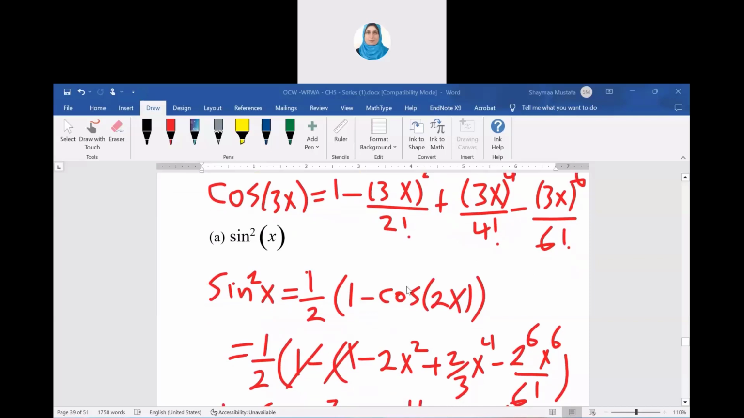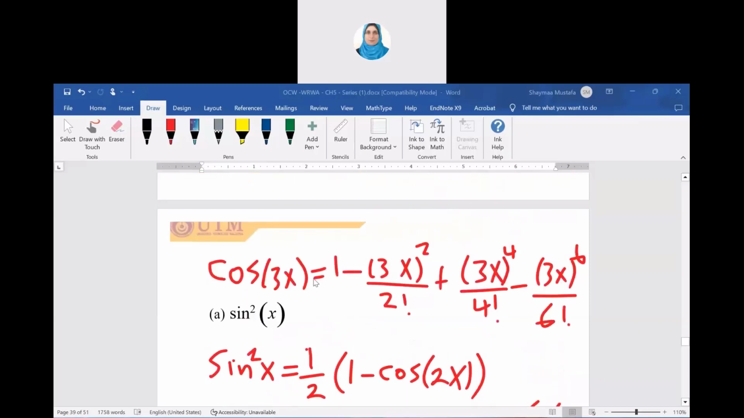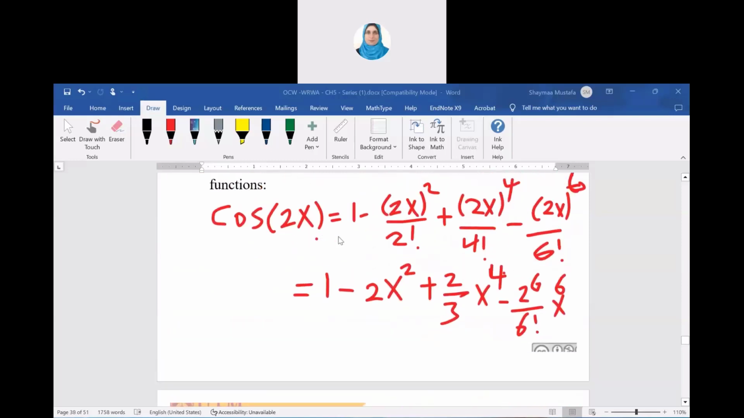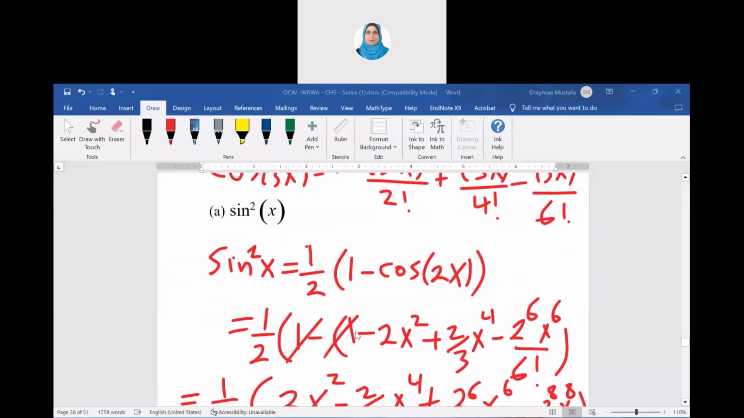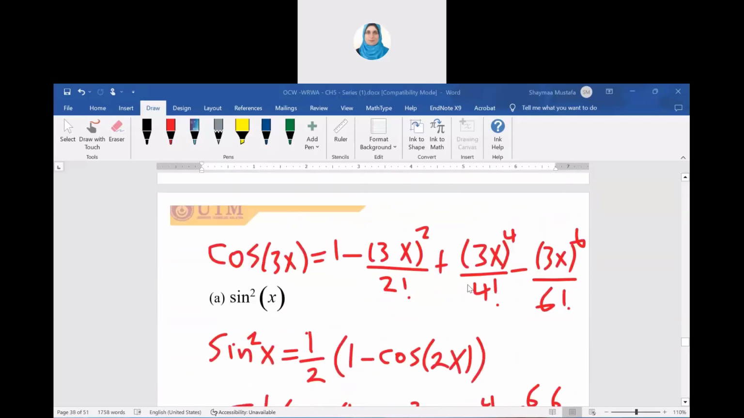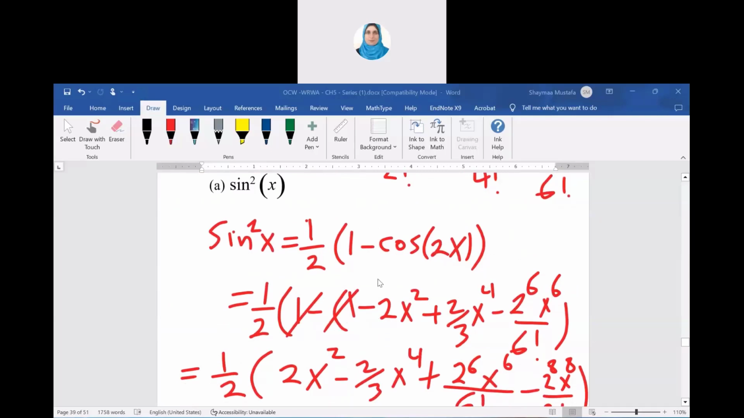Now cos 2x will be replaced by the Maclaurin series of cos 2x, this one. Cos 2x is 1 minus 2x squared, I will write it here, 1 minus 2x squared plus 2 over 3 x to the power 4. This one here is the Maclaurin series of cos 2x. Here we should have another bracket. I think this one. This is the Maclaurin series of cos 2x.